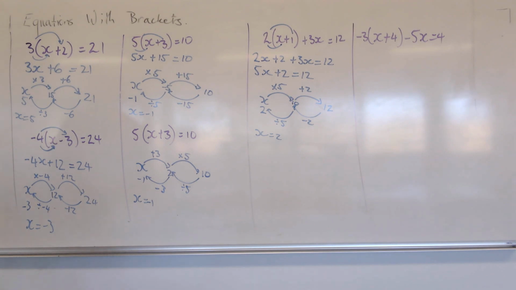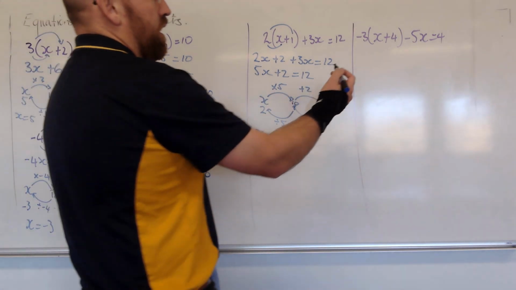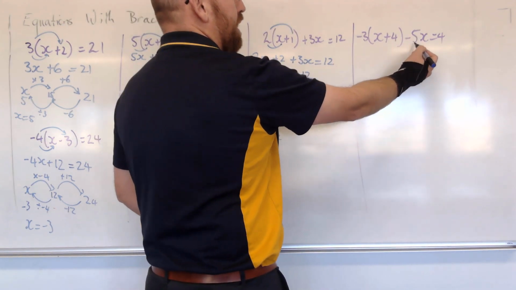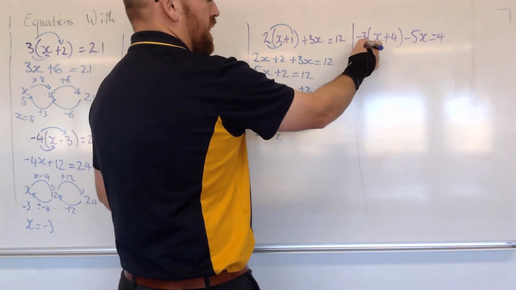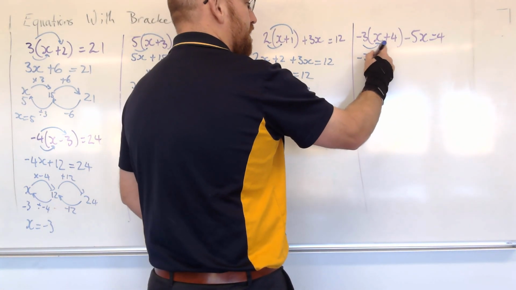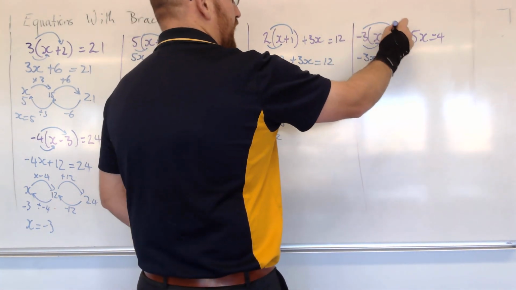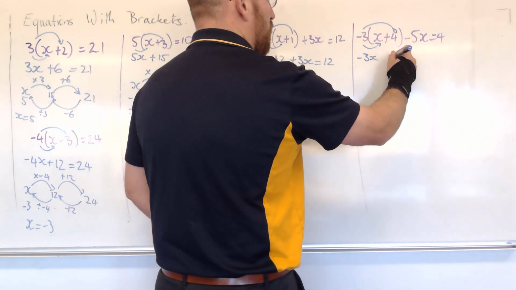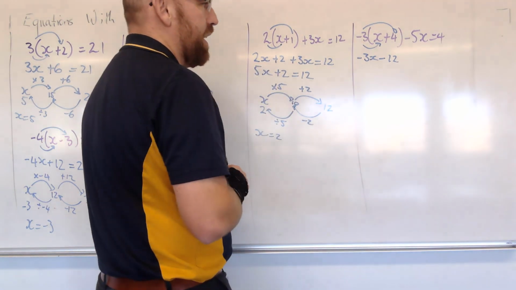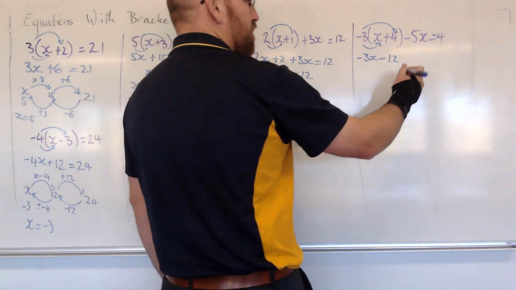Okay, so we're going to do one more of these ones to finish off. So this time I've got -3 outside of x plus 4, take 5x equals 4. So I'm going to expand my brackets. -3 times x is -3x. -3 times positive 4. Well, we know 3 4s are 12. A negative times a positive is a negative. So we're now at -3x take 12.